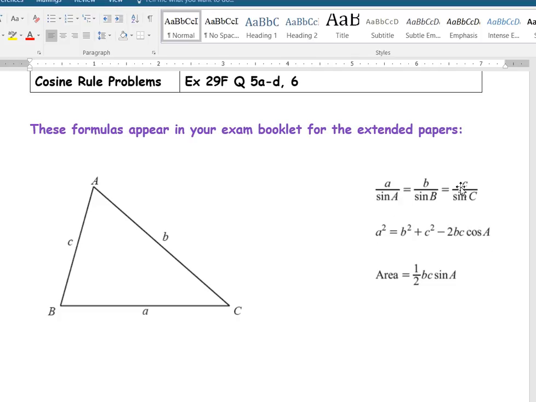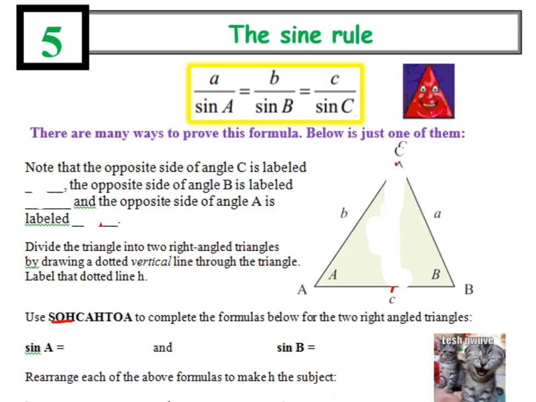So now let's try to prove what this sine rule is. You probably don't really need to do a proof in your exams at all, but it's good to know where these formulas come from. Plus, it's also good practice of right angle trigonometry when we do these proofs, like SOHCAHTOA and Pythagoras. Kind of similar to how we did the area formula proof. There are many ways to prove this rule, but this is just one of them.